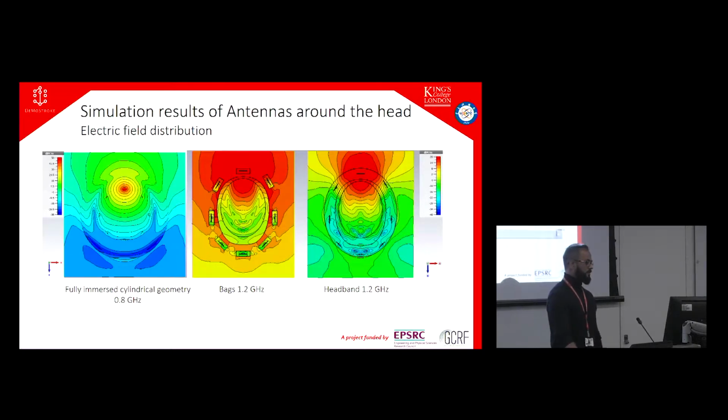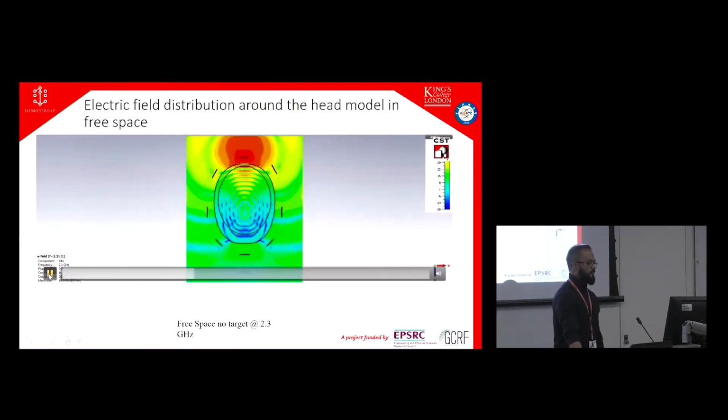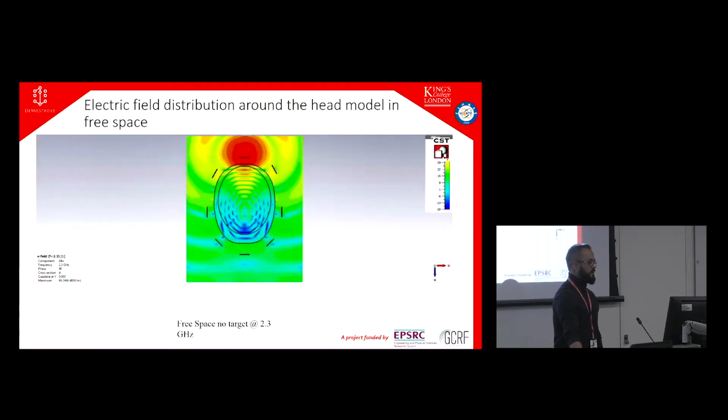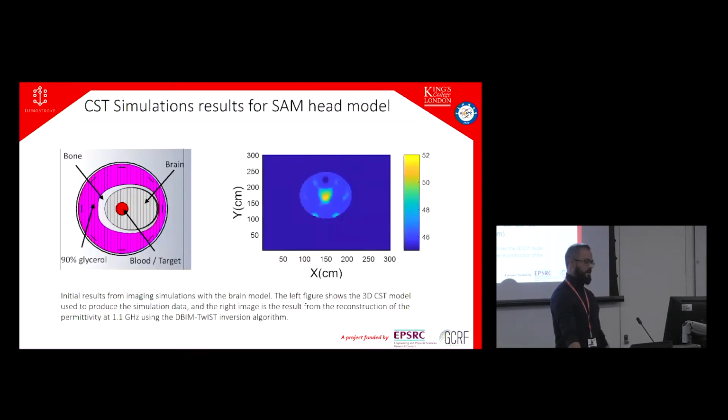Now here is the propagation of the signal, how the fields are distributed when the antennas operate in the free space. As we can see, the high strength of the field is around the head model. Now here's the reconstruction result of this simulation setup using the DBIM twist method, 2D. This reconstructs the epsilon infinity, which is the dielectric parameter of the object that we are investigating, and it has located the object in the correct location.